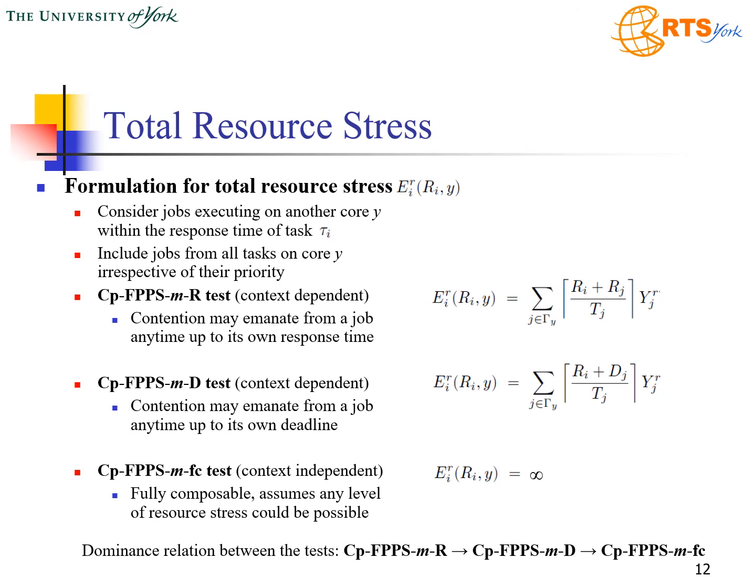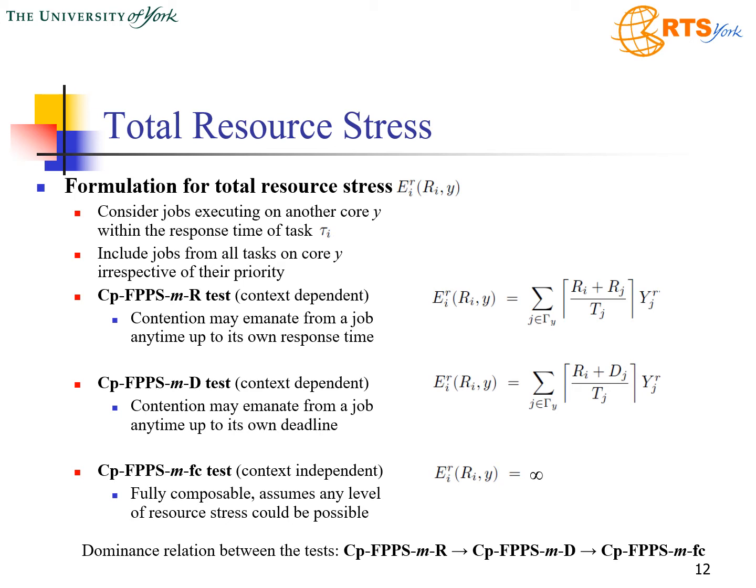In formulating the total resource stress, we need to consider the jobs executing on another core Y within the response time of the task under analysis. And here we need to include jobs from all of the tasks, irrespective of their priority, since any of them could be running within the response time of the task under analysis.